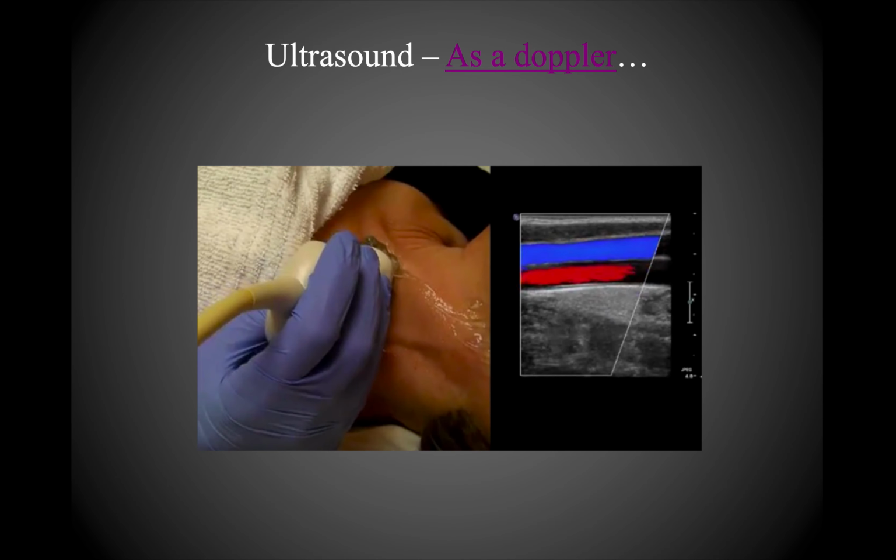So in this image, you can see the red represents the common carotid artery, the blue represents the internal jugular vein. And there's actually the link at the top of this where it says as a Doppler. That will take you to a video that I think is really good. It shows you a real-time image or video of this patient being imaged, looking at their carotid artery and their internal jugular vein. So you get a sense of how ultrasound can be used effectively as a Doppler.